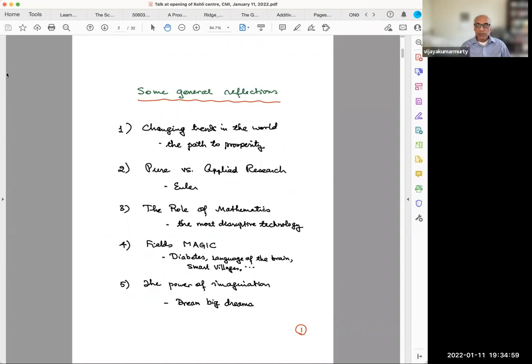The second point I want to make is about pure versus applied research. When Balaji and Madhavan first contacted me about giving a talk here, I thought, because this is the Kohli Center, I'm supposed to give a talk in applied mathematics.